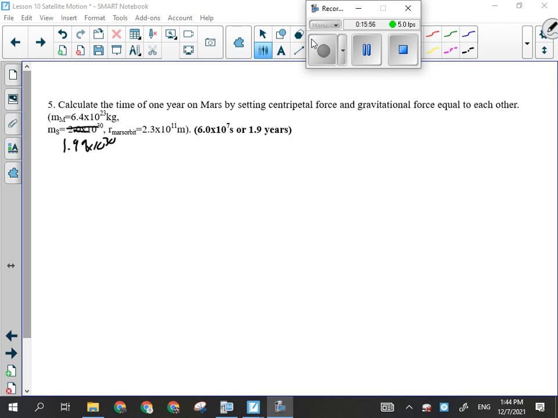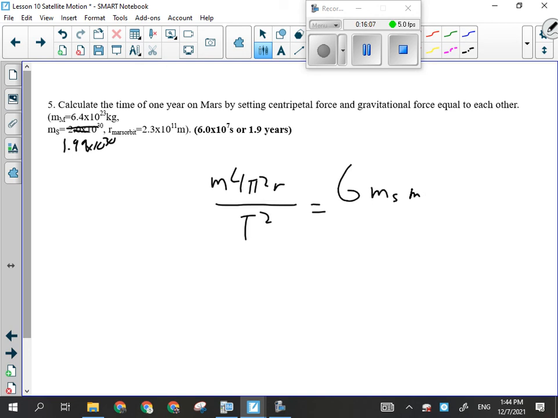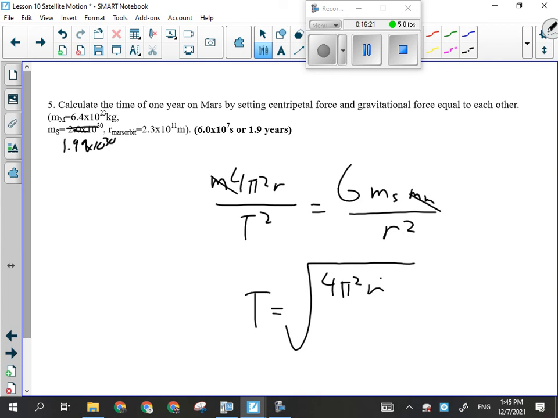All right, so we got FC equals FG. So we got m times 4 pi squared times r over t squared equals big G times mass of the sun times mass of Mars over r squared. Mass of Mars is going to cancel from both sides. We're looking for the orbital period, so that'll be t equals the square root of 4 pi squared times r cubed divided by big G times the mass of the sun. When we plug in all of our numbers, we should get 6.0 times 10 to the 7 seconds, which is the equivalent of about 1.9 years.